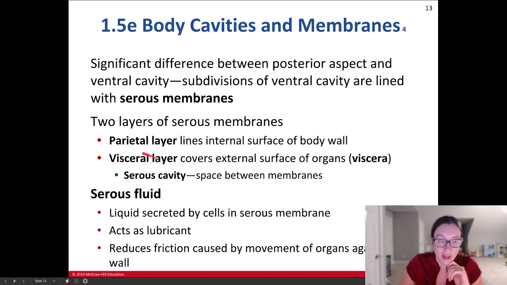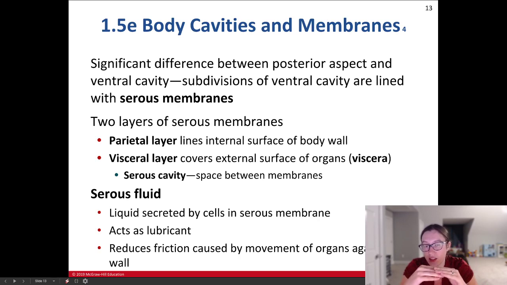And in between, there's going to be a space between the parietal and the visceral layer, and that's called the serous cavity, and it's filled with serous fluid. These layers of serous membranes each secrete this serous fluid, and the serous fluid is important because it lubricates in between these two different layers. So every time your heart beats, there's enough lubrication that it's not sticky.